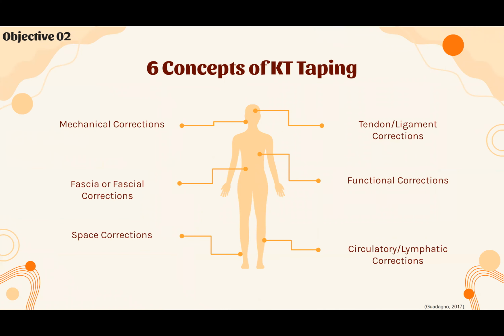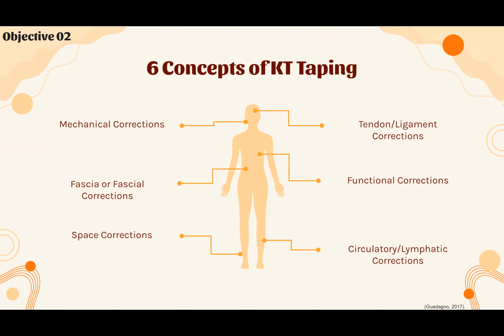The 6 concepts or types of corrections of KT taping are mechanical, fascia or fascial, space, tendon and ligament, functional, and circulatory or lymphatic. The first concept, mechanical corrections, are focused on improving stability and biomechanics. The second concept, fascia or fascial corrections, are used to create or direct movement of fascia. Space corrections, the third concept, are used to help decrease pressure over specific tissues in the body.